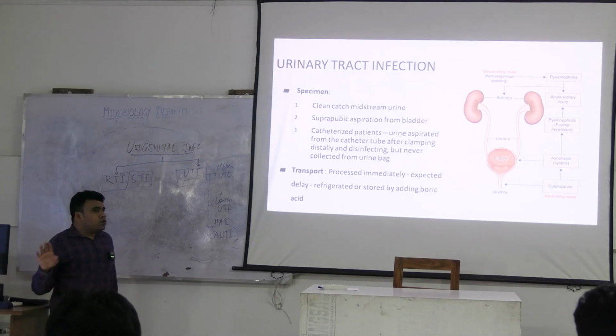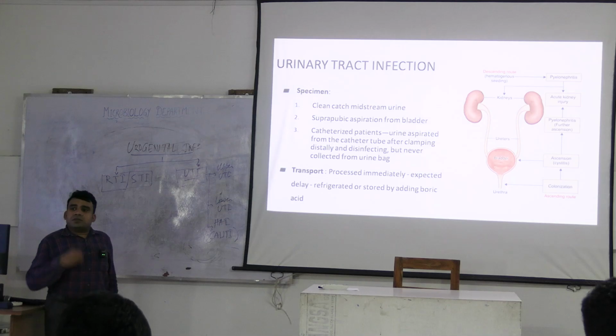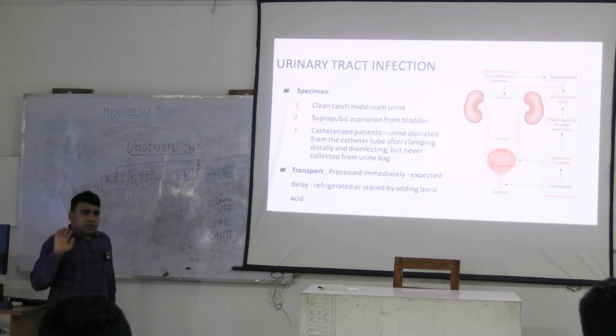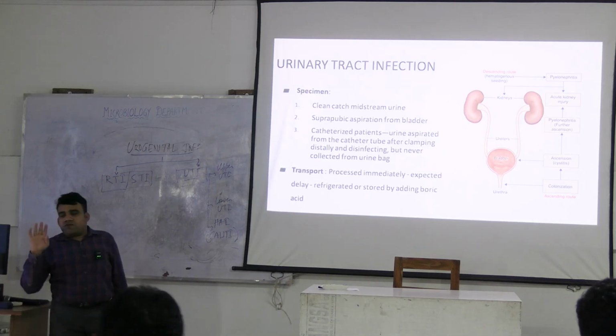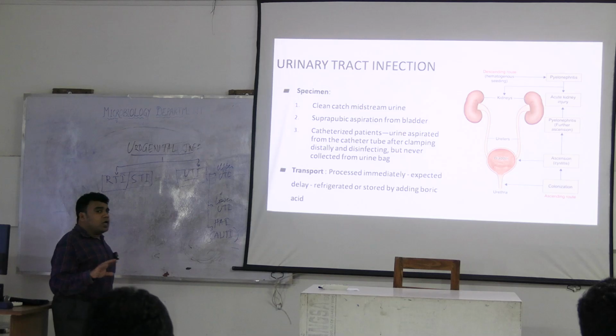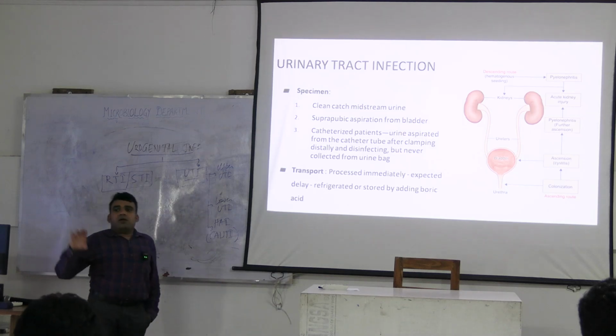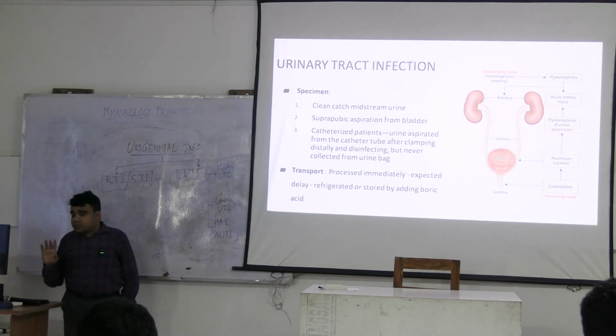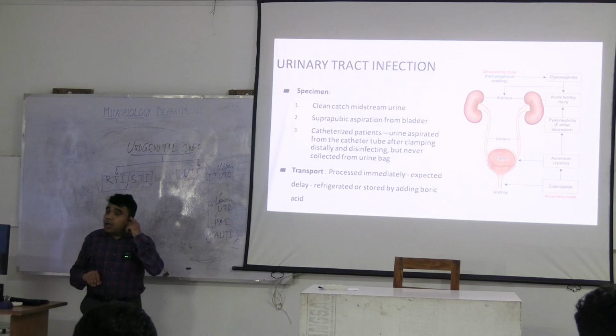That means stopping in the middle will not do, okay? Urine flow should be continuous, only the middle part has to be collected. Even about 5 ml urine is sufficient, no need to collect a full container of urine. That is the first part, that is midstream urine.